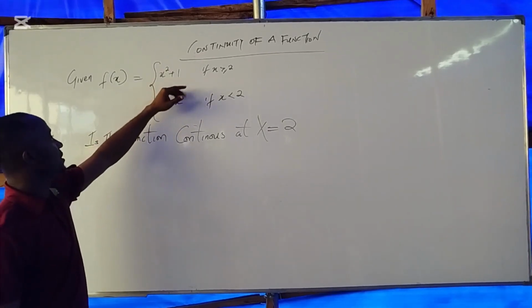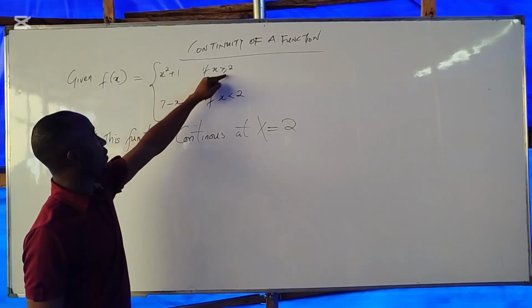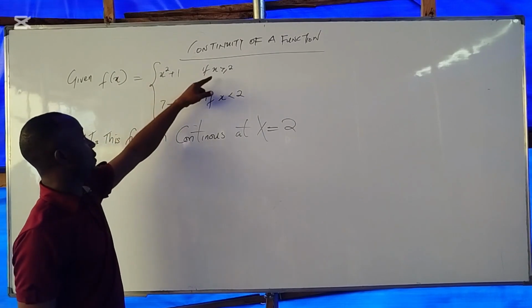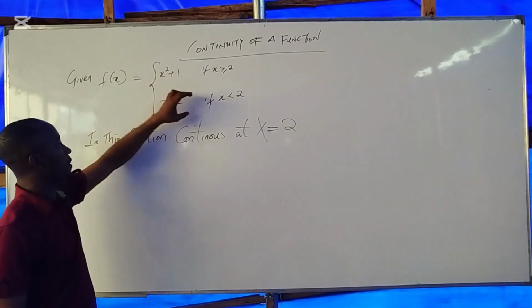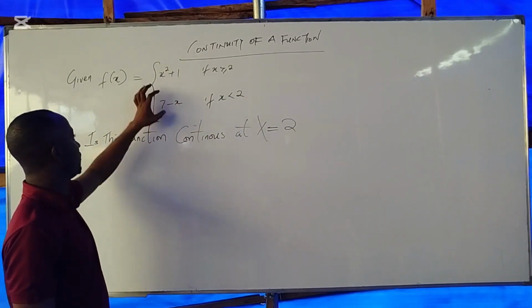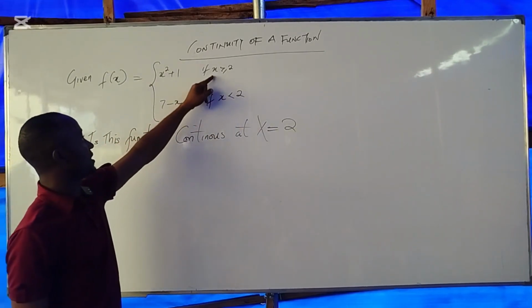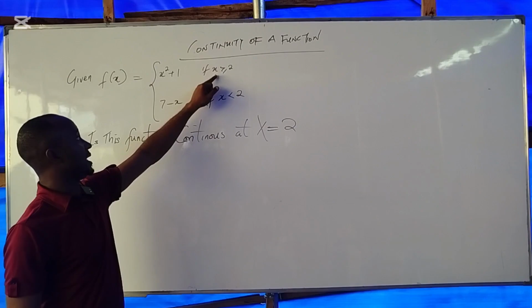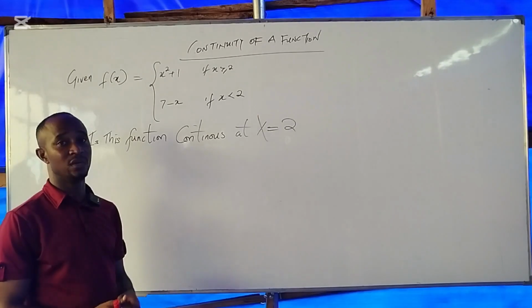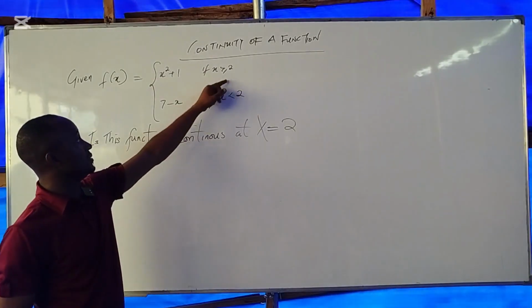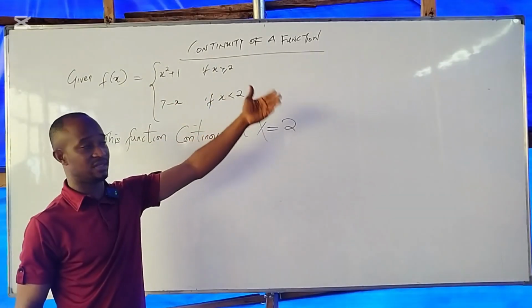For this function, when x is greater than or equal to 2, we are given this. It means that when x is greater than or equal to 2, the function behaves in this form. When x is less than 2, the function behaves in this form. Don't forget, if you are given a function of this kind, that x is greater than 2, that means the value of x actually starts from 2, the next will be 3, 4, 5, 6, right?